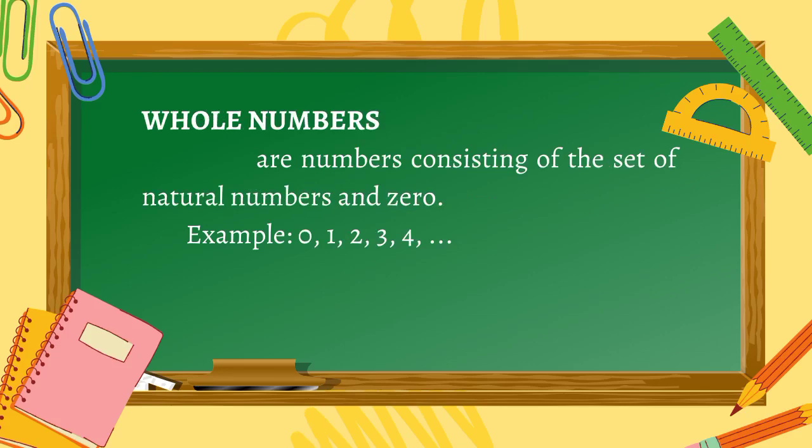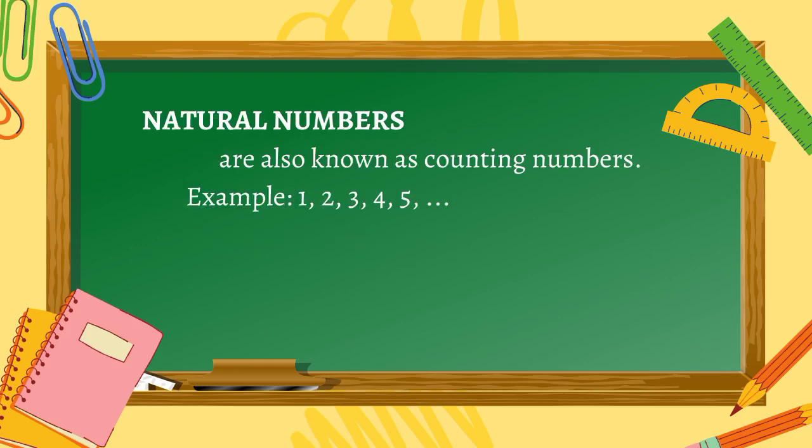Whole numbers are numbers consisting of the set of natural numbers and 0. Examples: 0, 1, 2, 3, 4, and so on. Natural numbers are also known as counting numbers. Examples: 1, 2, 3, 4, 5, and so on.